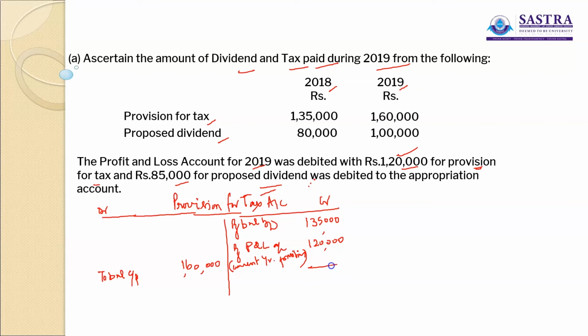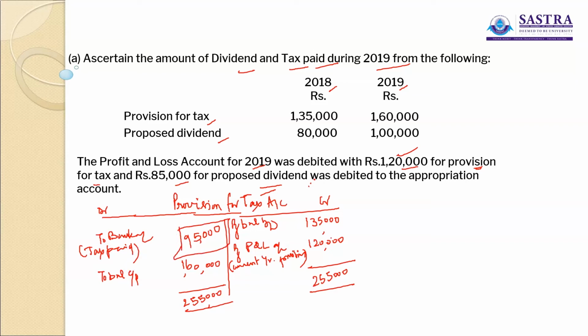So by closing the ledger, we can calculate tax paid. So it is 2,55,000. 2 lakhs, I'm just transferring it over here. So 95,000 is your to bank account. That is tax paid. So using the amount of provision, we have to calculate the amount of tax paid.